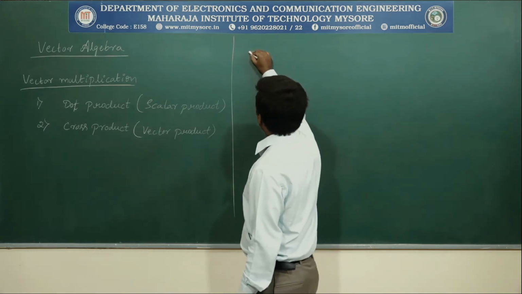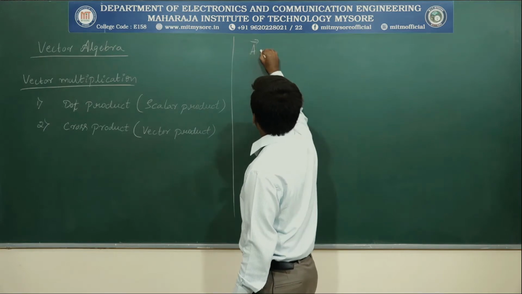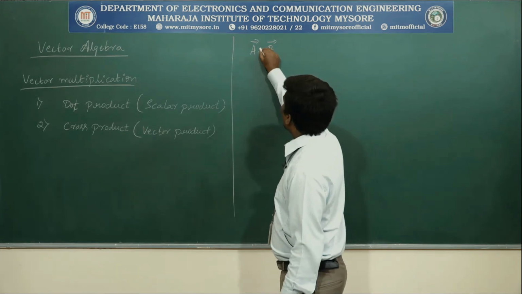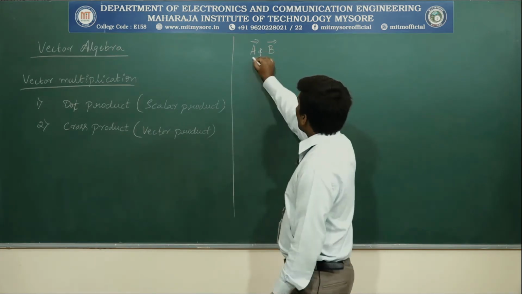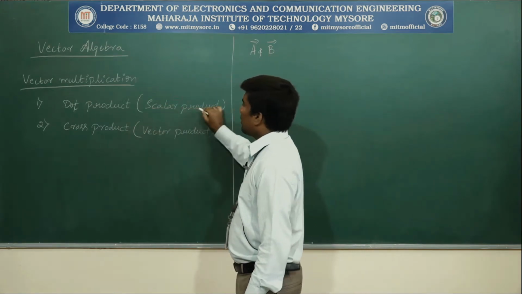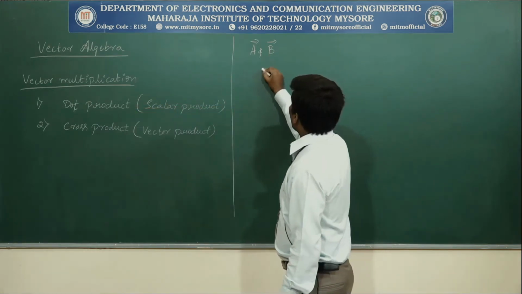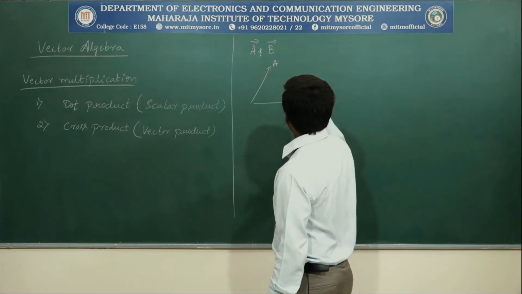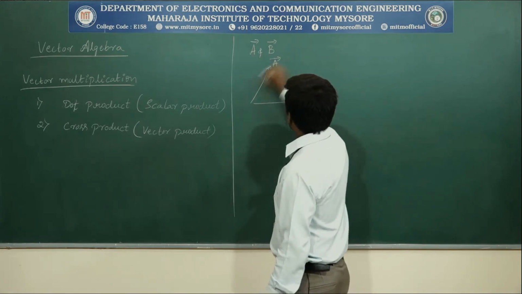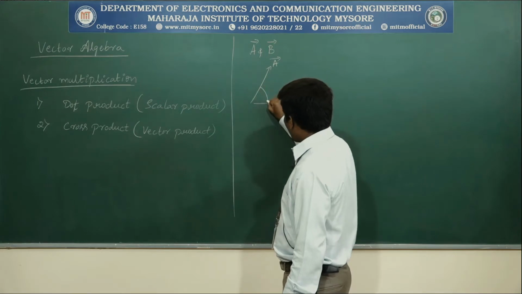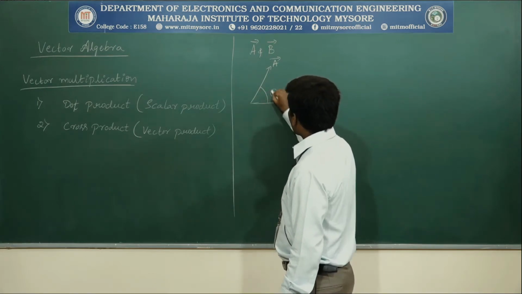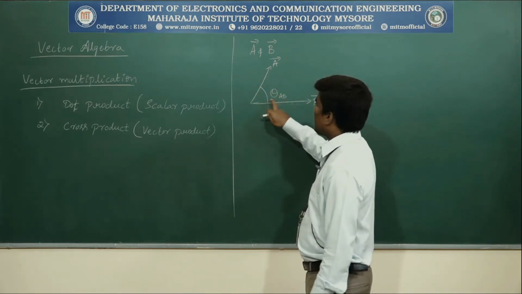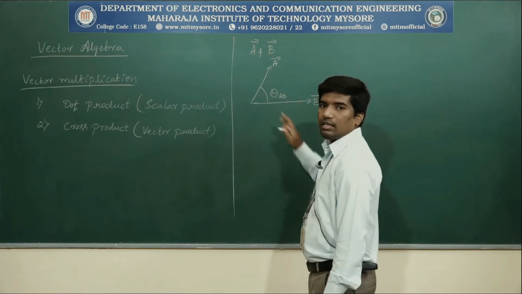So let us consider two vectors, A and B. Now we need to perform the dot product between these two vectors. The angle between these two vectors is very important, that is theta AB. The angle between vector A and B is represented as theta AB.